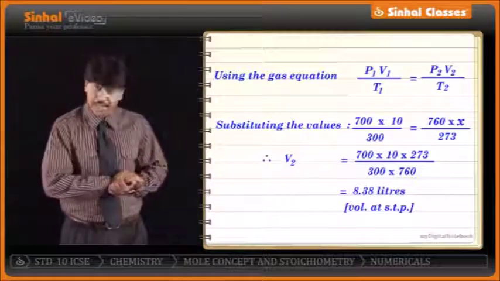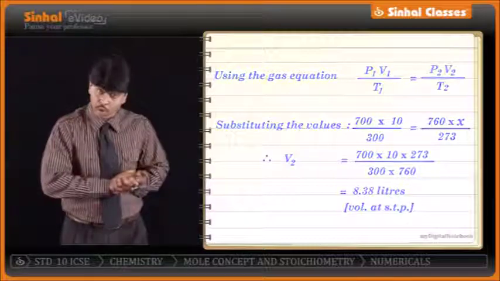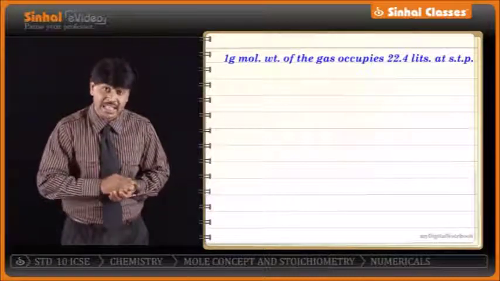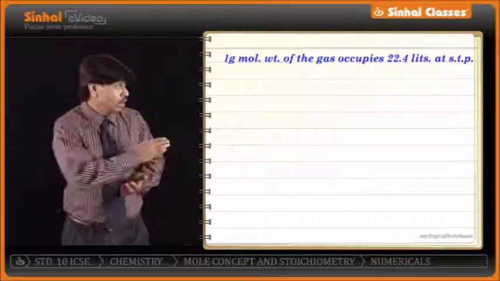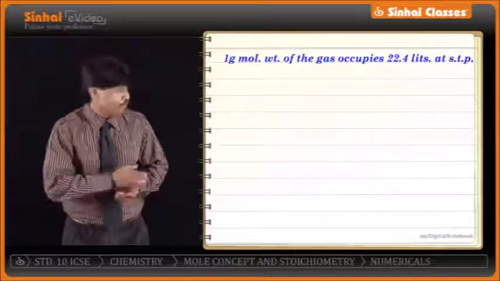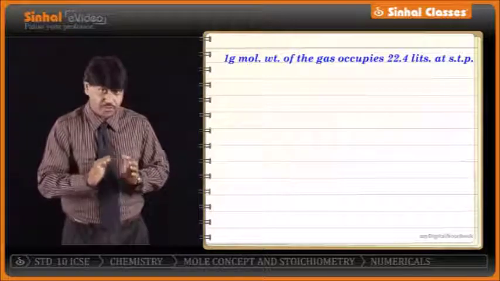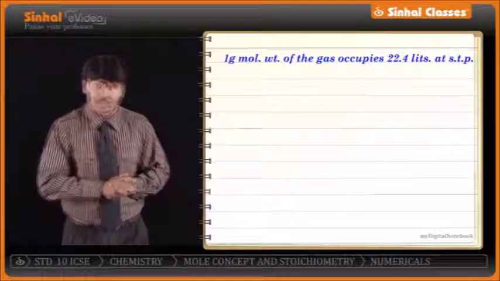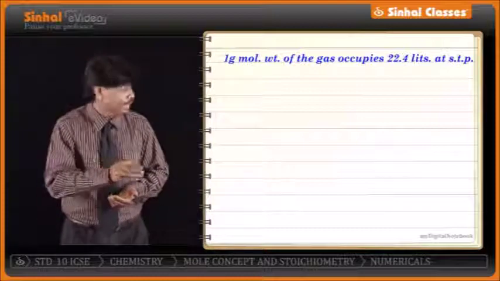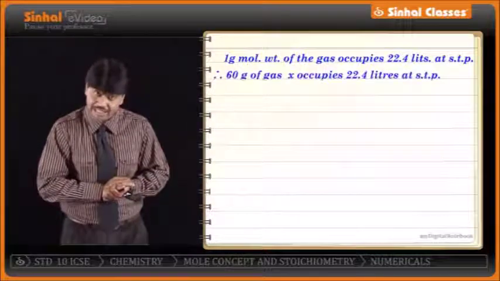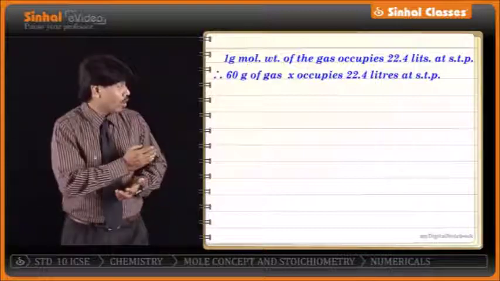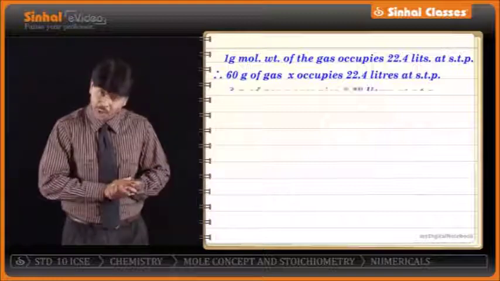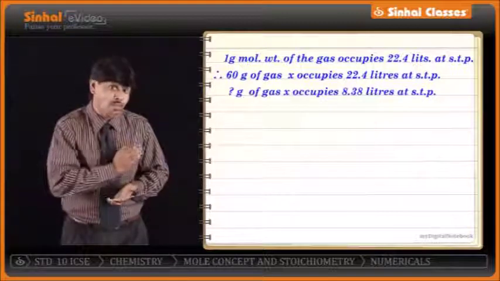So now, how to take the relation? We all know 1 gram molecular weight always occupies 22.4 liters at STP. So, 8.38 liters will have how much weight? For that, first we find out 1 gram molecular weight of that substance, which is already given to us. So, we take 60 grams of that gas X, that is substance X, occupying 22.4 liters at STP. Therefore, 8.38 liters will have how much weight?